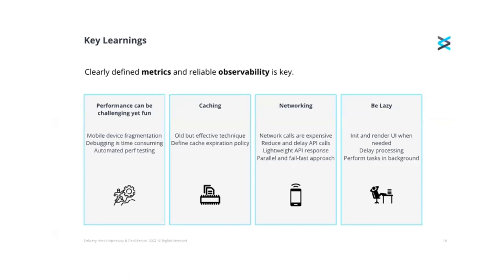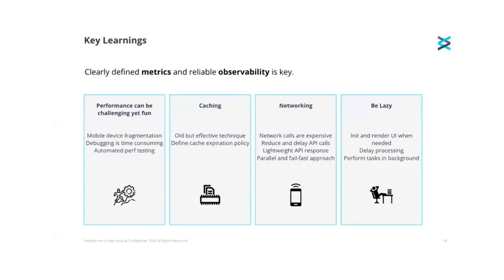Debugging can take some time in some cases to identify the root causes. And of course, as I mentioned, shifting left for the performance KPIs with automated performance testing is a bit of a challenge. Caching is an important part, an old but yet effective technique. My suggestion would be to always think of what kind of data you can store on disk or maybe in memory, to avoid doing a lot of unnecessary network calls, so that it can speed up showing content to the users. Also important is to define clear and well-defined cache expiration policies.